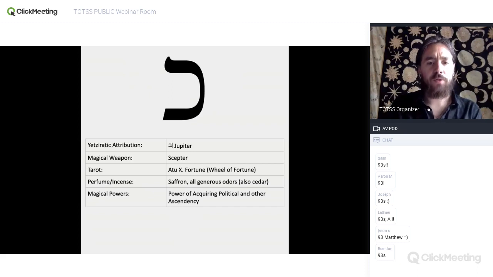All right, in the tarot, this will be the 10th Atu, which Crowley calls Fortune and is traditionally called the Wheel of Fortune. Crowley just changes it to Fortune. For perfumes or incenses, Crowley gives saffron.